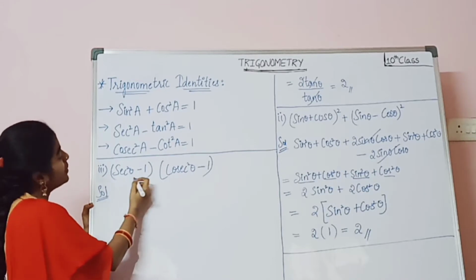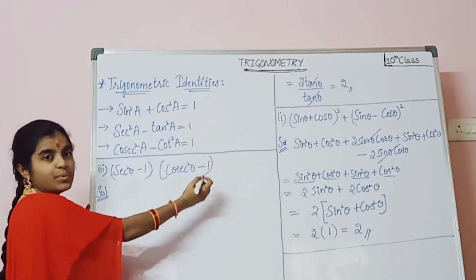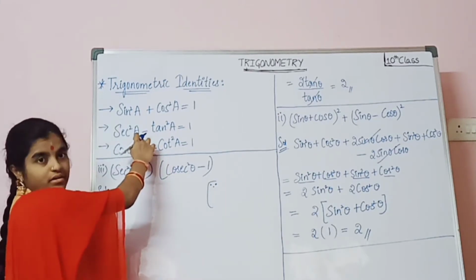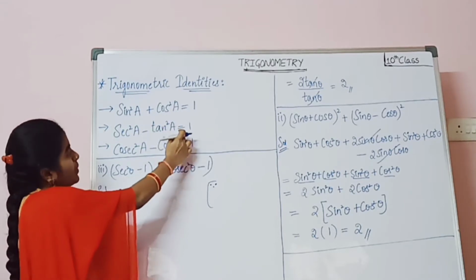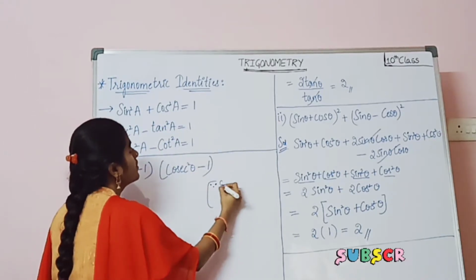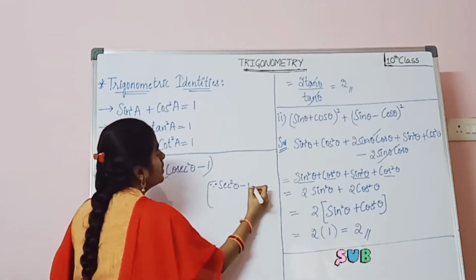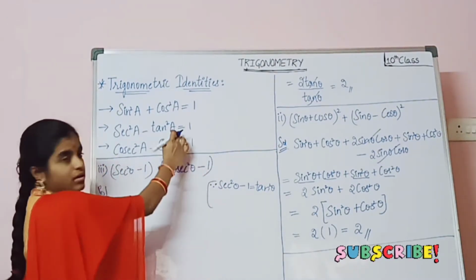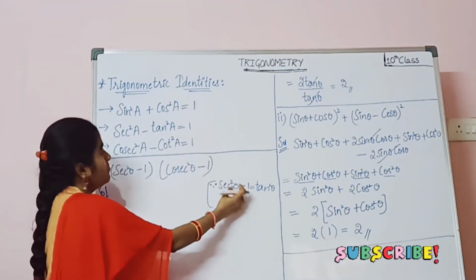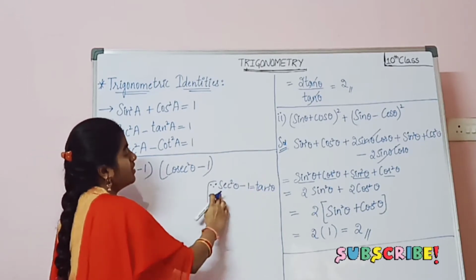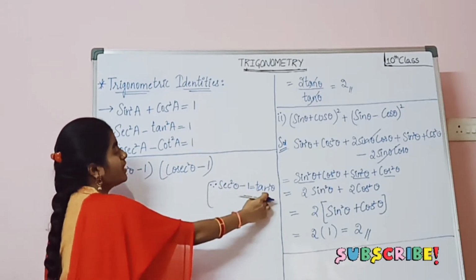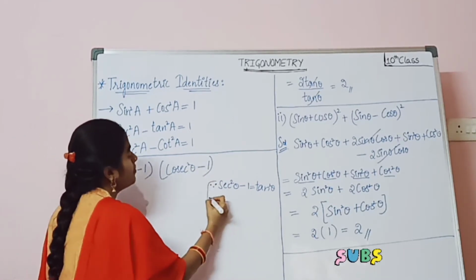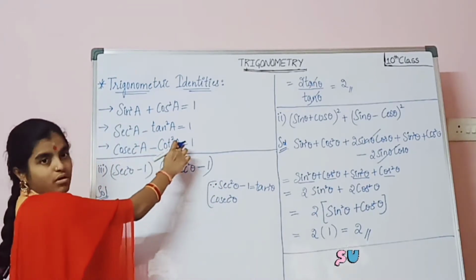Third bit. What is given here? (Secant square theta minus 1) into (cosecant square theta minus 1). What is the identity here? Identity: secant square A minus tan square A equals 1. So this can be written as secant square theta minus 1 equals tan square theta. The 1 goes to the other side and becomes minus, and tan square theta becomes plus. Secant square theta minus 1 equals tan square theta. In the same way, cosecant square theta minus 1: cosecant square theta minus cot square theta equals 1.